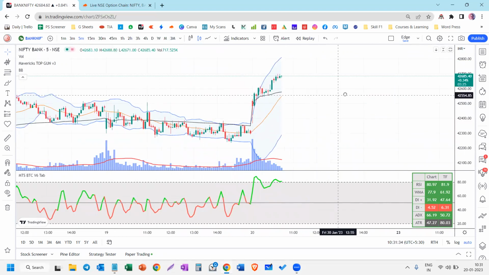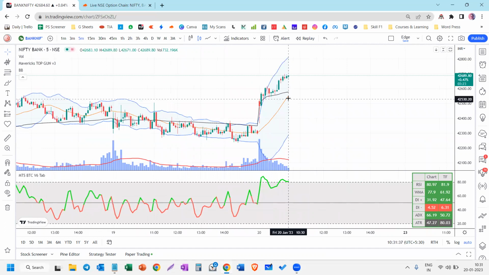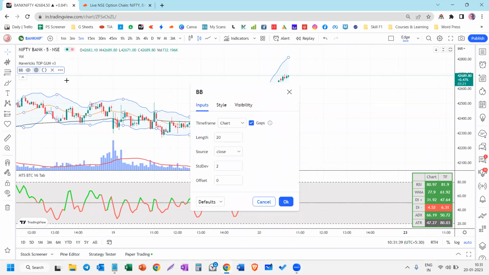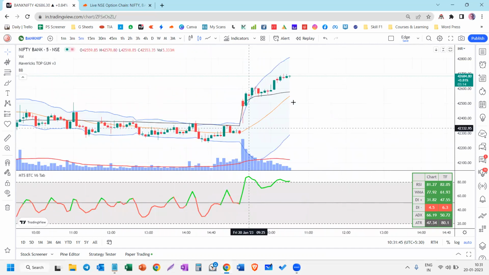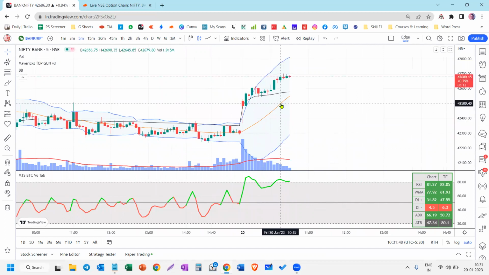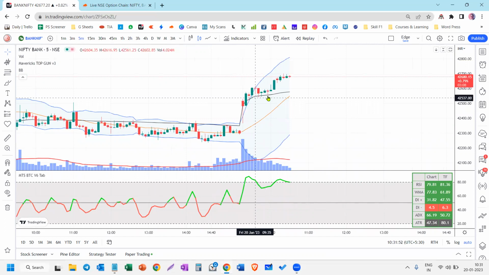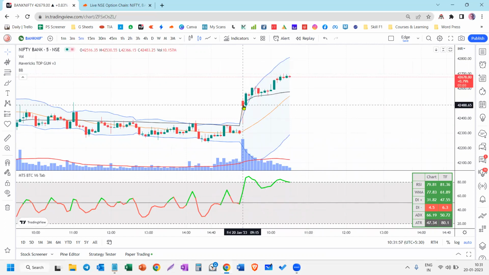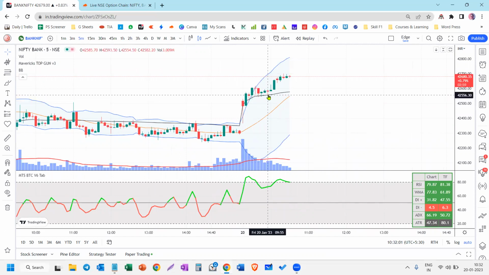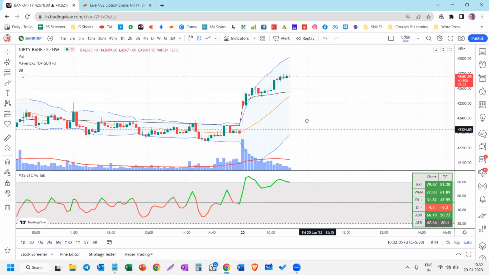Like in a Bollinger Band, you have a 20 SMA as a midline. So if you go to Bollinger settings, you see the length is 20. Meaning this orange line is an average of the last 20 candles. But this weighted average is from the day session that it starts. So now you see from the first candle onwards, the price is taking continuous support on this VWAP. Meaning the market doesn't want to fall now.